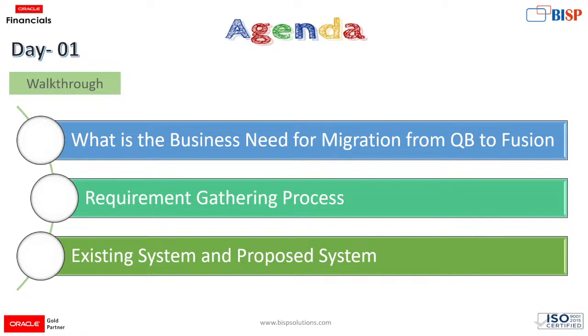In day one, the agenda will be a walkthrough of what the business need is for migration from QB, that is the abbreviation I am using, that is QuickBook to Fusion, right? And then we will discuss the requirement gathering process we have when we are going to migrate from QuickBook to Fusion, and then the existing system and proposed system. All the things will be in the walkthrough, and it will be a bit of a lengthy one, I would say. Let's go and deep dive into that.